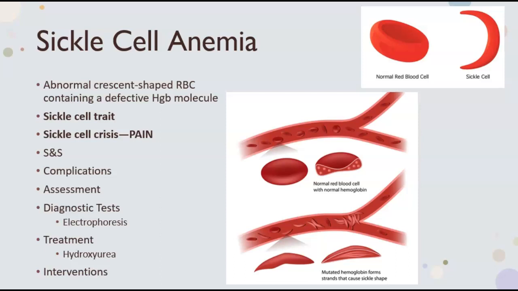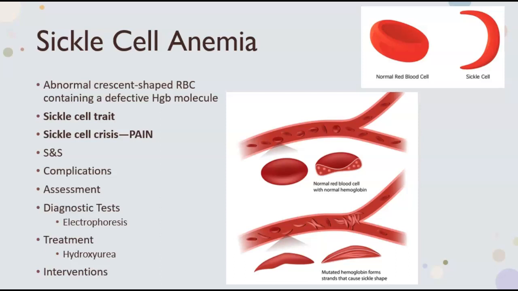Treatment is going to be symptomatic: hydration, antibiotics for infections, NSAIDs for pain. In severe cases, they may need bone marrow transplant, folic acid supplements, hydroxyurea. This is going to help prevent anemia, and that will in turn help prevent acute episodes of pain. And then also, kind of a last resort is going to be your hematopoietic stem cell transplantation.